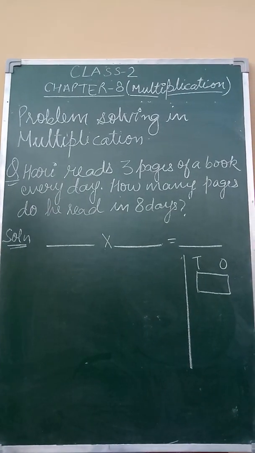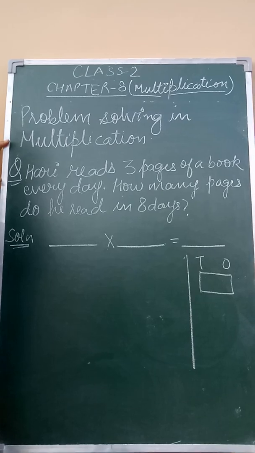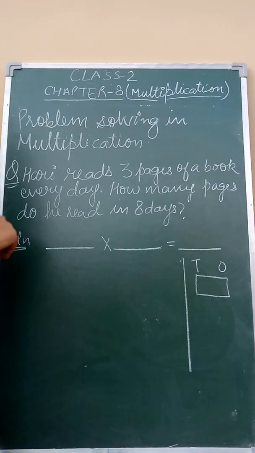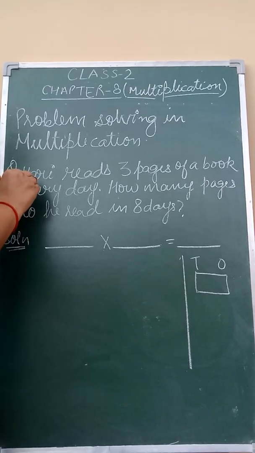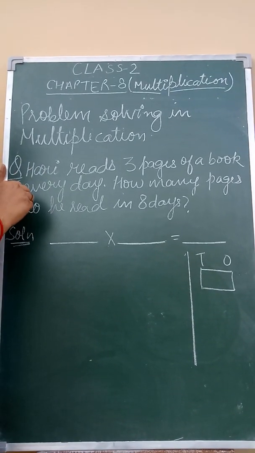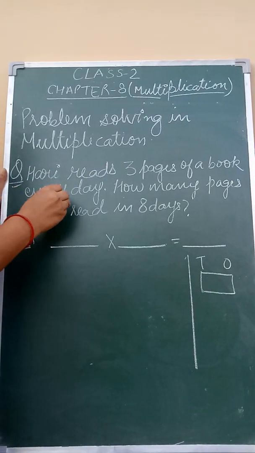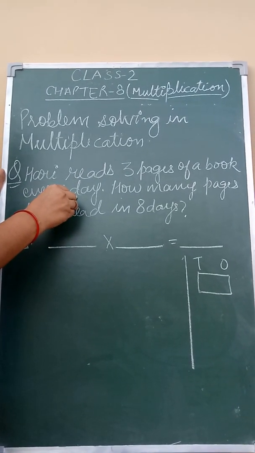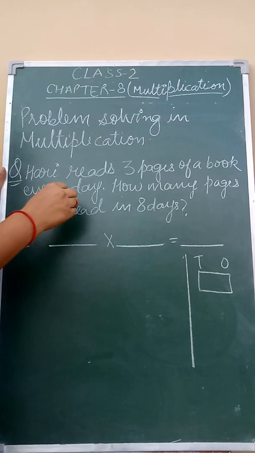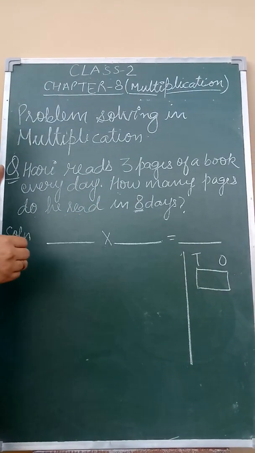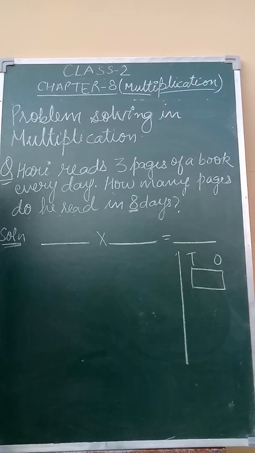Student, this is the last topic of this chapter, that is problem solving and multiplication. In problem solving, word problems are there, and let's see what the word problem is. First we have to understand, and then we see which numbers we have to multiply here. So Hari reads 3 pages of a book every day. Every day Hari completes 3 pages of a book. How many pages does he read in 8 days? If he has 8 days, how many pages has he read?